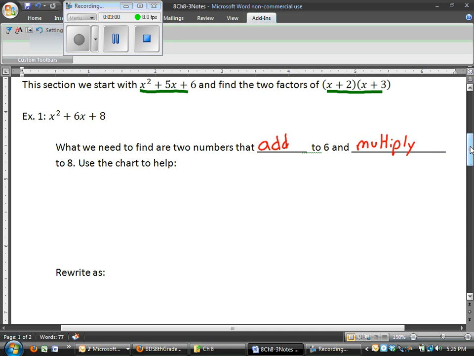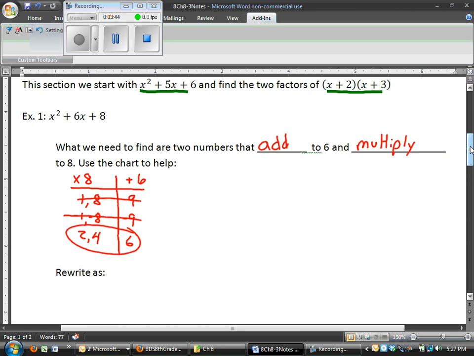So here's one way that I can help myself so that I'm not completely guessing and checking in the dark: I can make this little chart to look at things that multiply to 8 and things that add to 6. So what 2 numbers multiply to 8? Well, I know 1 and 8 multiply to 8. But 1 plus 8 is 9. So I know that one doesn't work. Then I can look at negative 1 and negative 8, because negative 1 times negative 8 is positive 8. When I add those, I get negative 9. So I know that one doesn't work, so I'm looking for 6. Well, 2 and 4. 2 times 4 is 8. 2 plus 4 is 6.